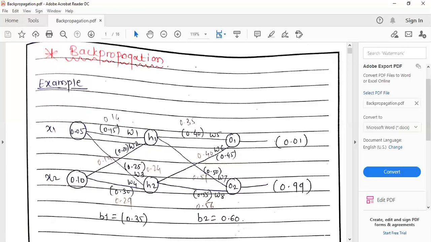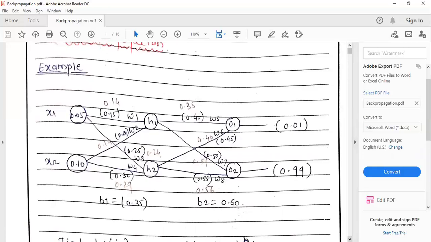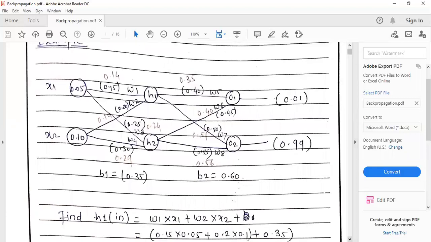Means you have to go from O1 to H1, O1 to H2, O2 to H1 and O2 to H2. Then H1 to X1 and H1 to X2, H2 to X1 and H2 to X2. So this mechanism is known as the backpropagation. So we will start with it. The first thing is to apply the feed forward mechanism first.